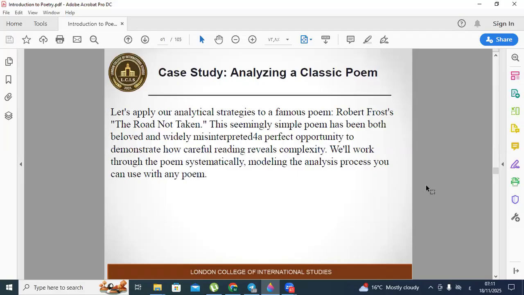We will work through the poem systematically, modeling the analysis process you can use with any poem. This case study will show you how initial impressions can evolve and deepen through careful attention to the text.